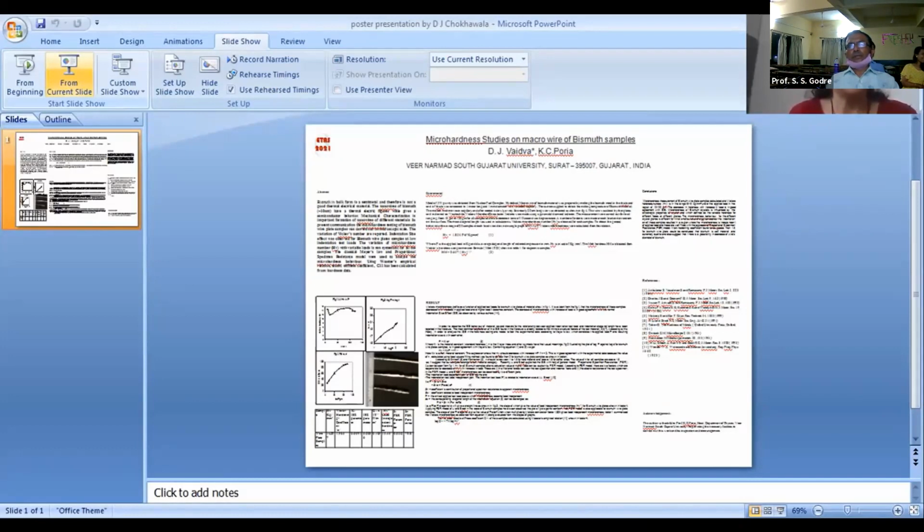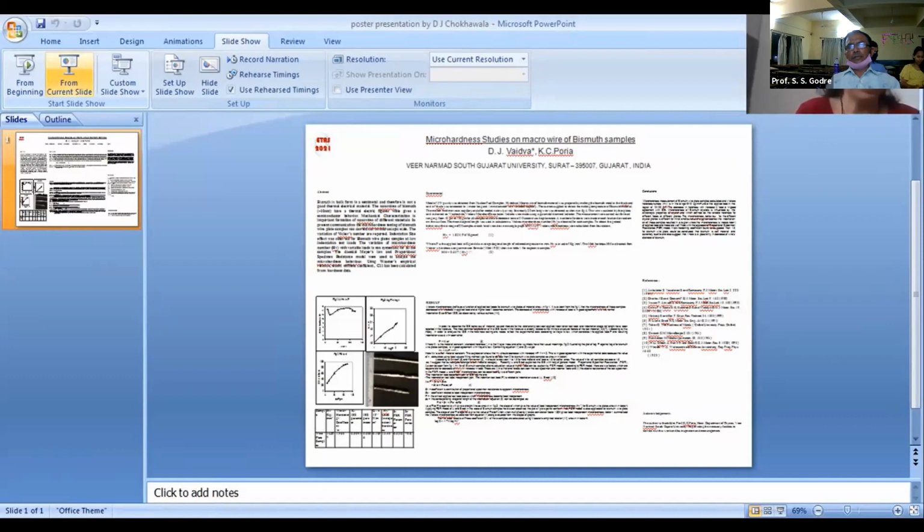A number of indentations were made at each load at random on the structure. The mean diagonal length was measured, and the microhardness number is obtained for each sample. To obtain the general behavior, the average of 20 readings at each load was taken. The microhardness profile as a function of the applied test load for the bismuth wire sample is shown.